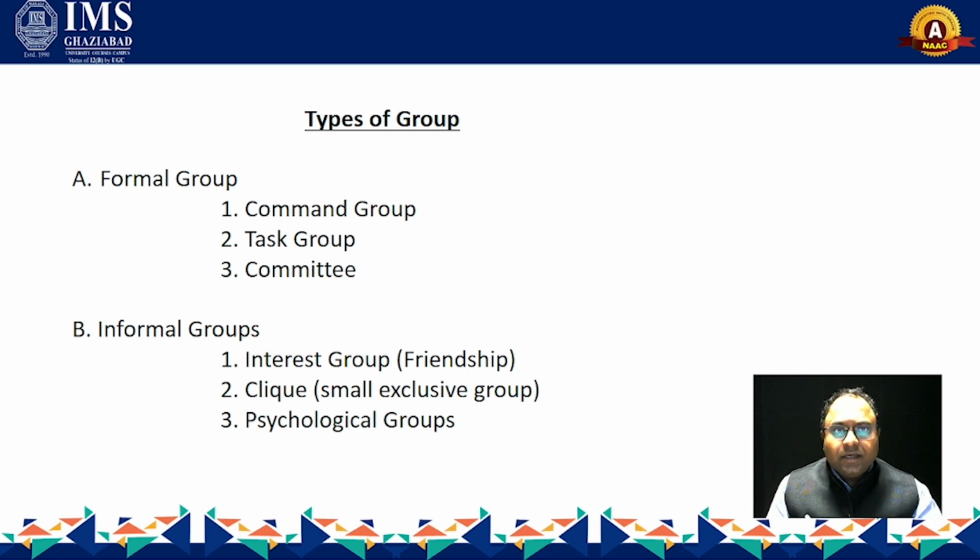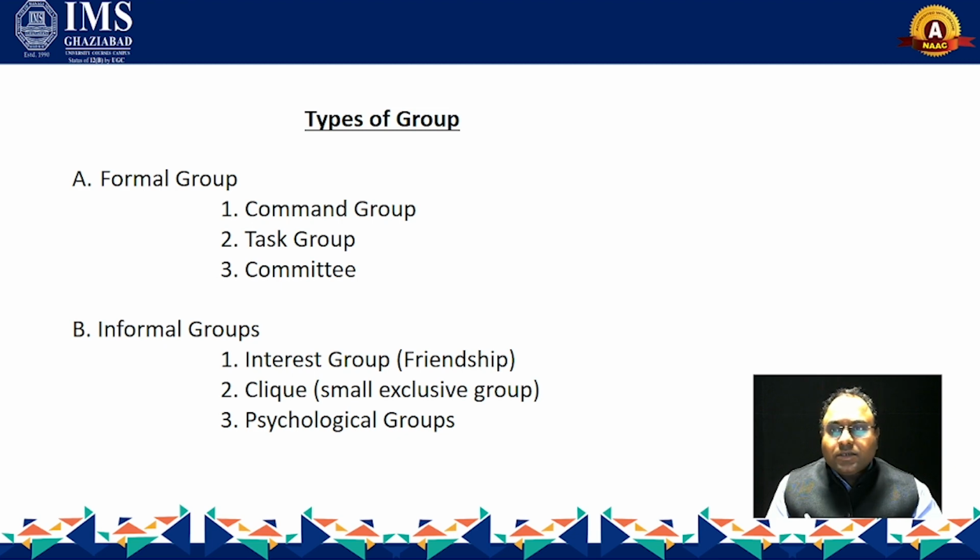Third one is a committee. A committee is a small form of group, and its lifespan is very short, with very few people in it, and it is very specific and task oriented. When the task is over, the committee will dissolve itself. So we can say that compared to other groups, a committee has a much shorter time span in any organization.